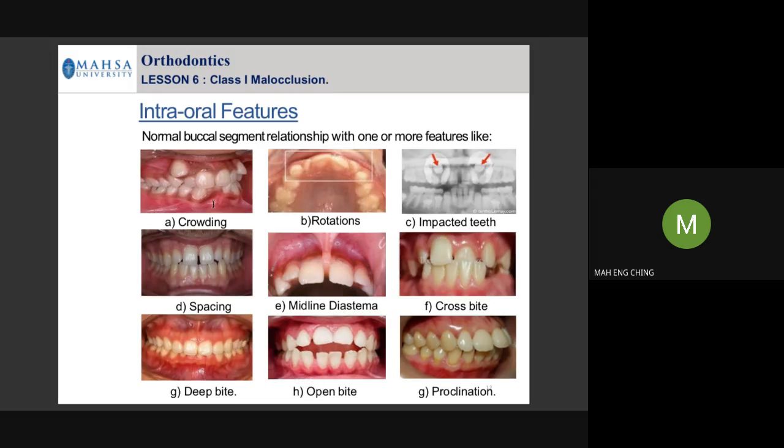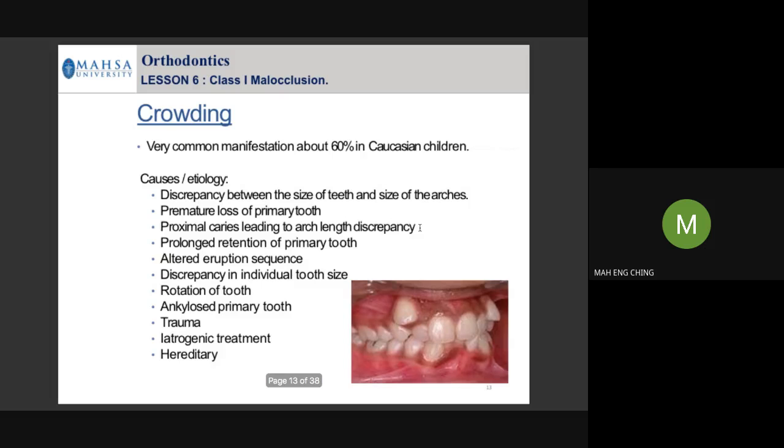Intraoral features can be spacing, rotations, crowding, and crossbite, but the incisors are still class 1. They can have deep bite, open bite, and proclination of upper and lower incisors, what we call bimaxillary proclination. Crowding is very common. For class 1 with mostly crowding, you have to treat with extraction. Usually it's balanced: 2 up, 2 down, left 2, right 2, so a total of 4 premolar extractions. It's very common for class 1 crowding.